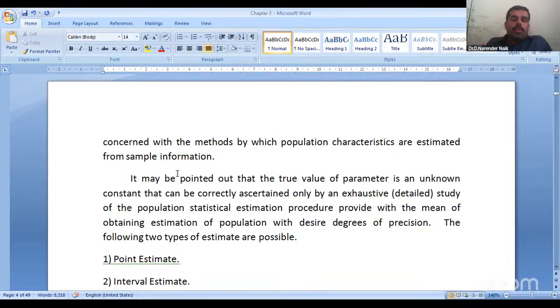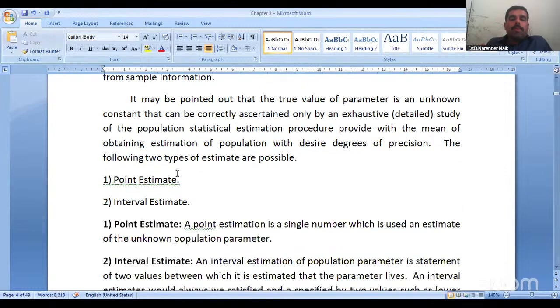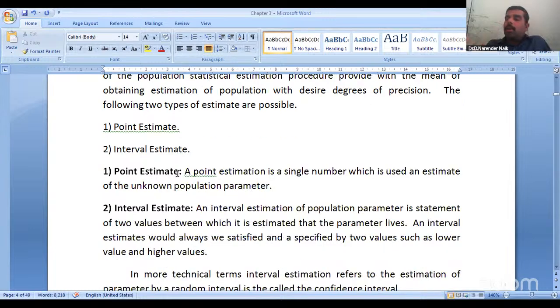The following two types of estimate are possible. That is point estimate and interval estimate.